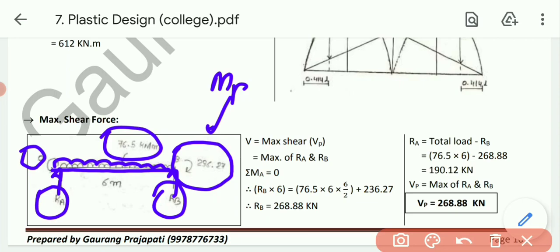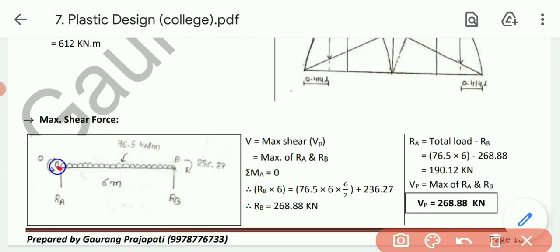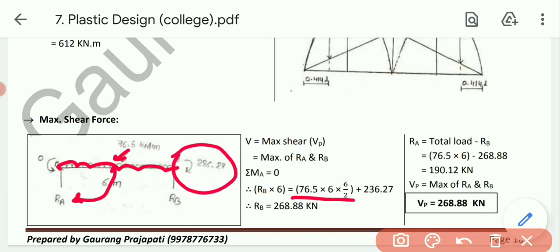Simple: taking moment at A, the reaction moment will be anticlockwise. Say Rb into the dimension, that is 6 meter. So Rb into 6 equals, as the load is acting in the downward direction, all are clockwise moments. So load into distance into half distance as per the UDL rule: 76.5 into 6 into 6 by 2, plus this moment is also clockwise, that is 236.27. Ultimately by solving the above terms, we will get the value of Rb, that is 268.88 kilonewton.